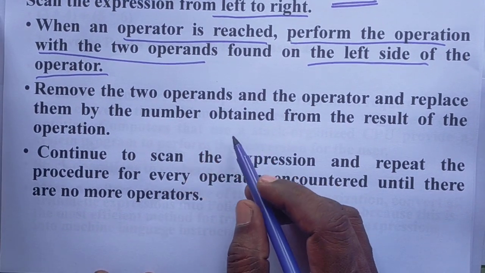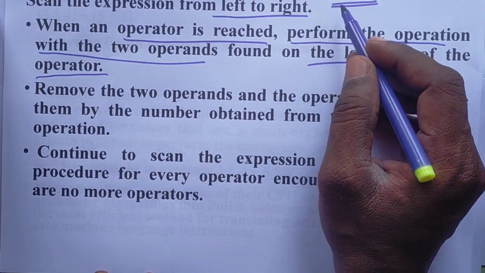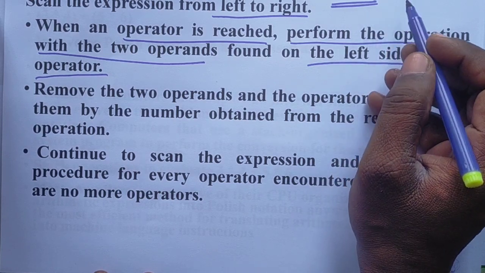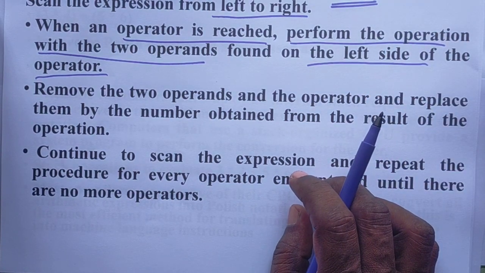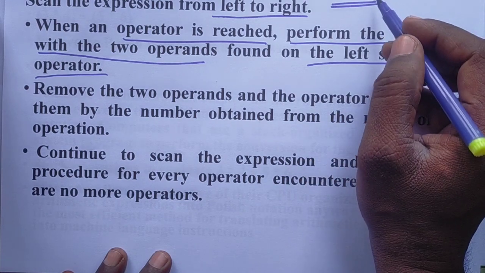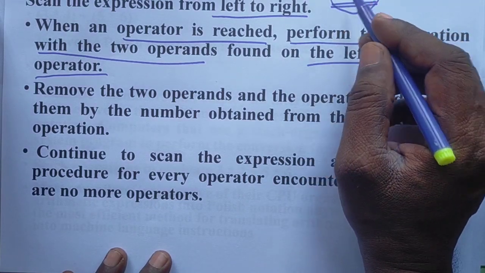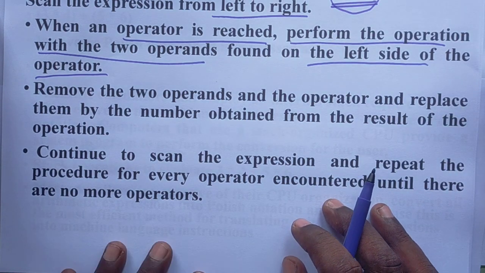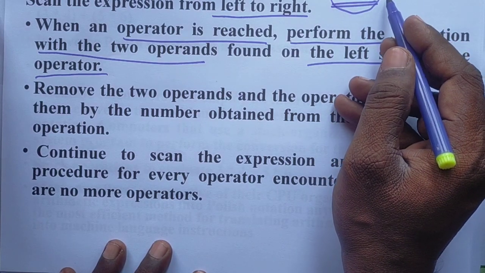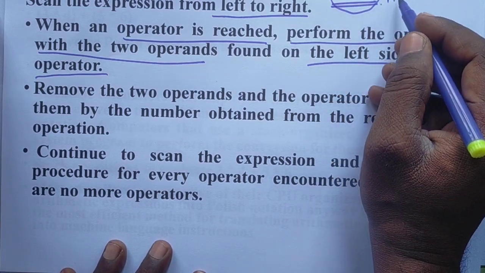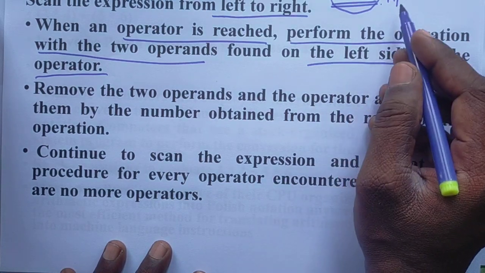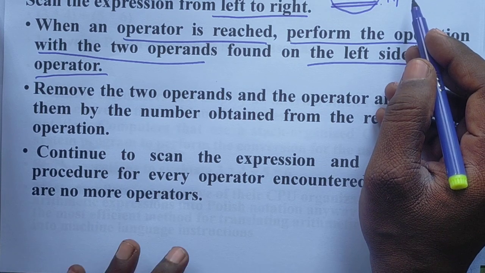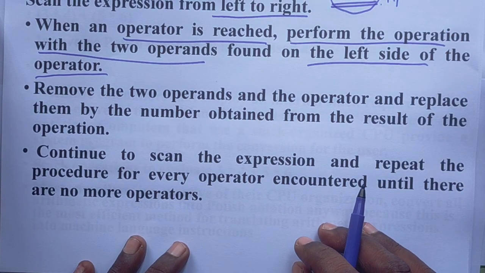Remove the two operands. After completion of this, remove both the operator and the operands, and replace them with the number obtained from the result of the operation. Whenever we get the result, just keep that result. Suppose the result is R1, keep R1, and after that another operation is there. Continue the scan from left to right, and the next operation will continue.